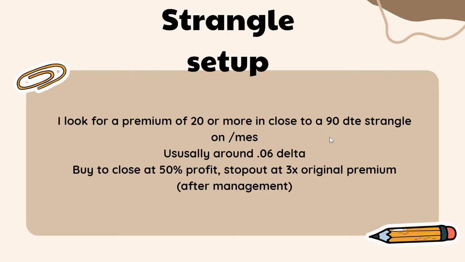I typically stop out at 3x the original premium. Now, this is after the management that we're about to go over. So 3x of the original premium, instead of 20 or $100, you're going to times that by 3. You're going to get out if the mark price is $300 or a 60 premium. And that would be a $200 net loss because we're taking in 100 here, but you're losing $300 when you get out of the trade. So plus 100 minus 300 is negative 200.